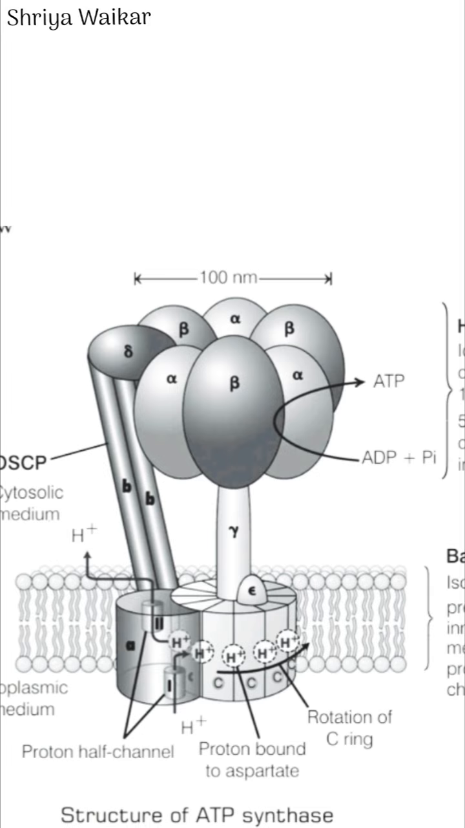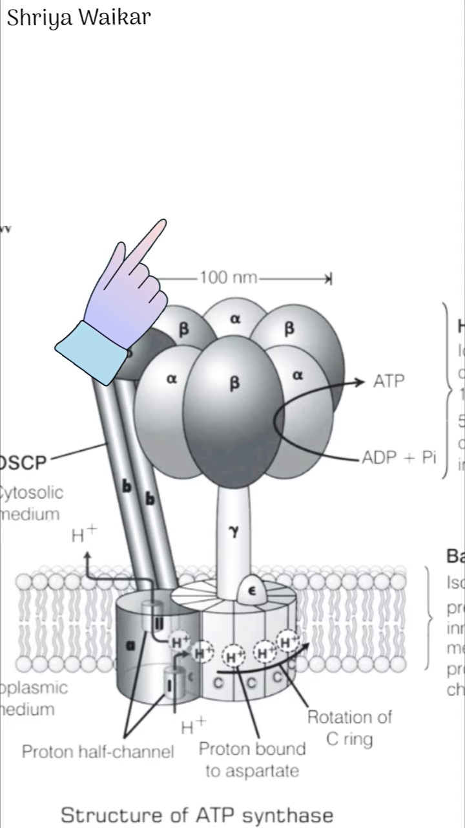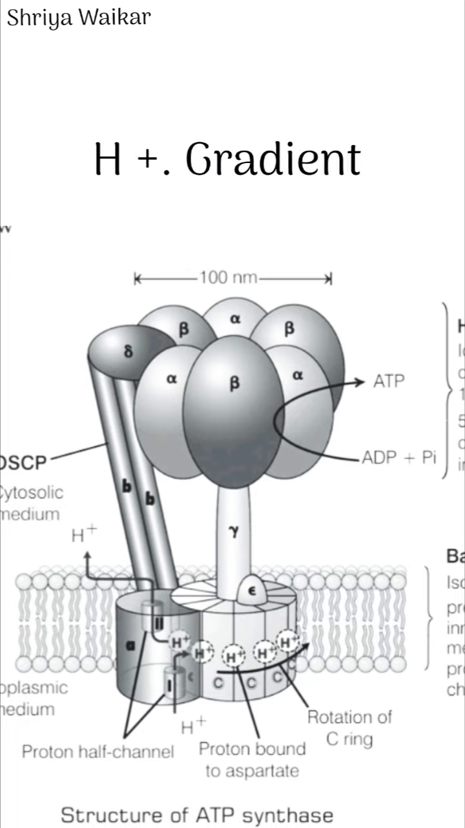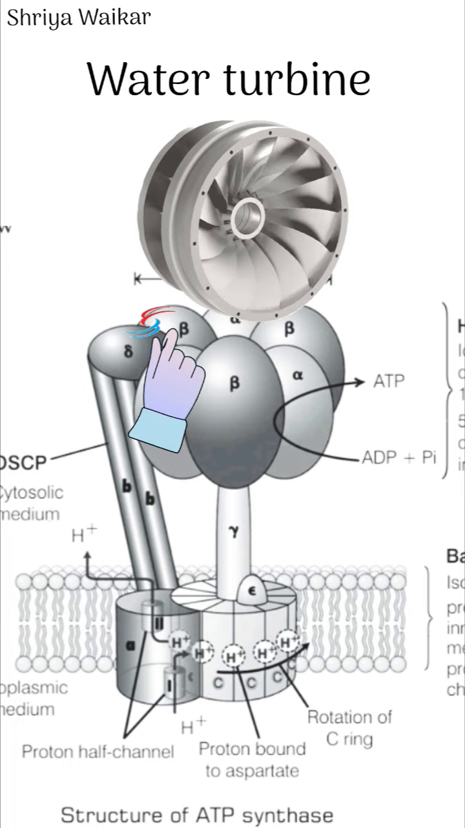Today we are going to learn about ATP synthase. What is it? It is a molecular turbine that produces ATP during oxidative phosphorylation in the mitochondria or photophosphorylation in the chloroplast. It uses the energy of the proton gradient, that is the hydrogen gradient, to rotate and synthesize ATP, just like a water turbine which generates electricity.